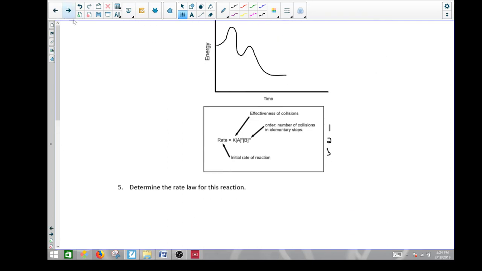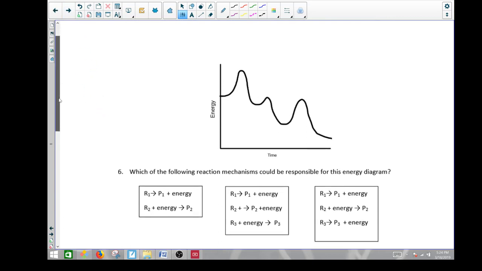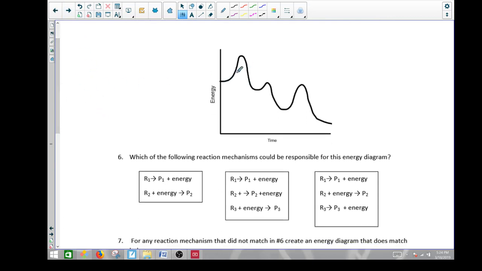Next page. All right, look at this one. Now we've got 3 steps. We have a rate determining step here and 3 other steps. All of them happen to be exothermic. Which of the following reaction mechanisms could be responsible for this? All right, 3 steps. This one would be the rate determining step. So this one's out because it's not 3 steps.